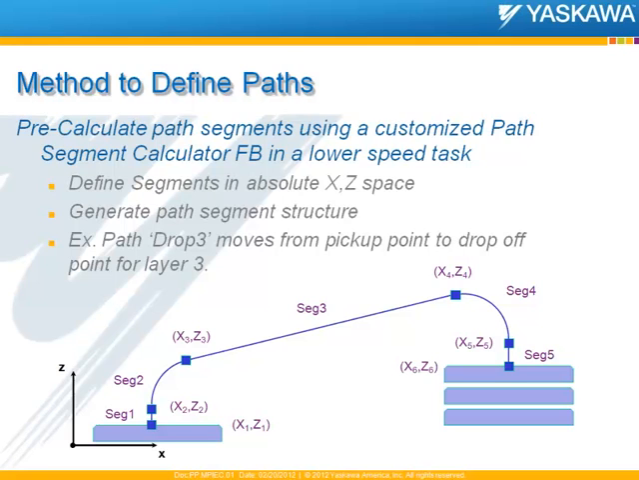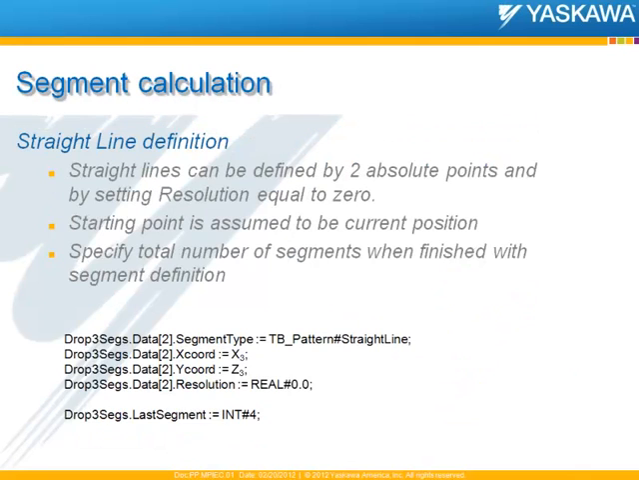So a little bit about segment calculation. We can define paths with straight lines and with arcs, circular arcs. Straight lines are pretty easy. They're just defined by 2 absolute points, and you can set the resolution to 0 to help minimize some of the points that are in your cam. So a resolution of 0 would just give you the 2 endpoints. Ultimately, when you get to the end of your path, you have to tell the function block what number is the last segment. So you do have to add them up and give a total segment count.